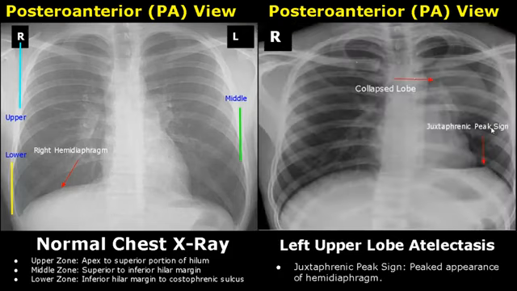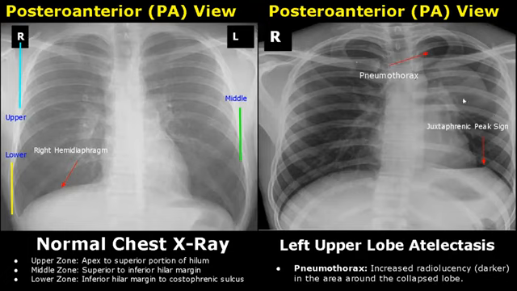Juxtaphrenic peak sign is another feature in left upper lobe atelectasis. The hemidiaphragm will have a peaked appearance. It has a sharp point. Lobar collapse may be accompanied by pneumothorax, which refers to presence of air in the pleural cavity. There is increased radiolucency in the area around the collapsed lobe.